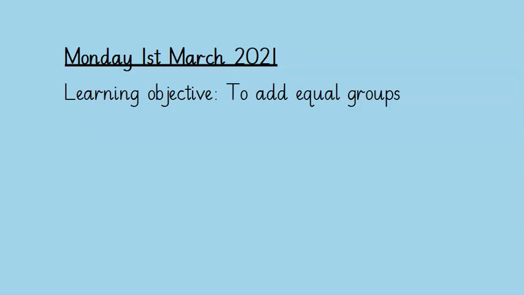Okay, like usual, I want you to pause the video here and write the date and title on a new page of your maths book. The date is Monday the 1st of March 2021, and the learning objective that I want you to write as a title is to add equal groups. Pause the video and press play when you're ready.